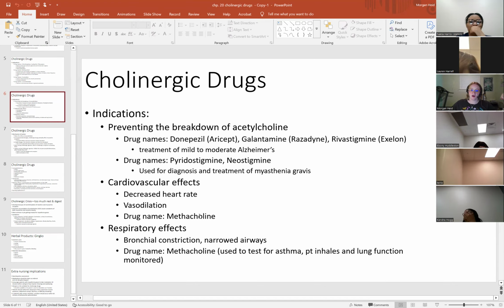Drugs like that on this side with the cholinergic are usually going to be like methacholine. It's not super common. Usually we use alpha blockers. Okay.